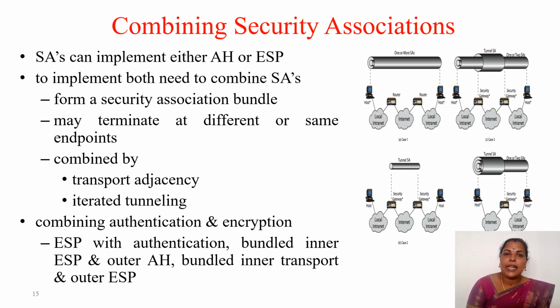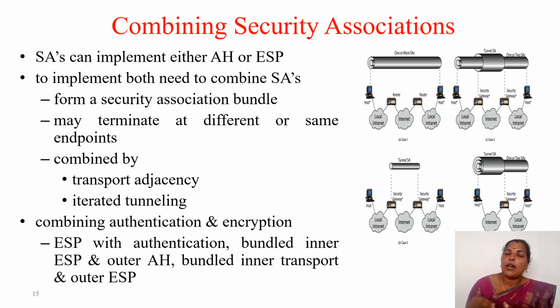Next is combining the security associations. We have a security association, and in order to provide more security, we have to combine the security associations. An SA can implement either AH or ESP, and to implement both we need to combine SAs. Combining them forms a security association bundle. It acts as a bundle, and it may terminate at different or the same endpoints. It is combined by transport adjacency and iterated tunneling.